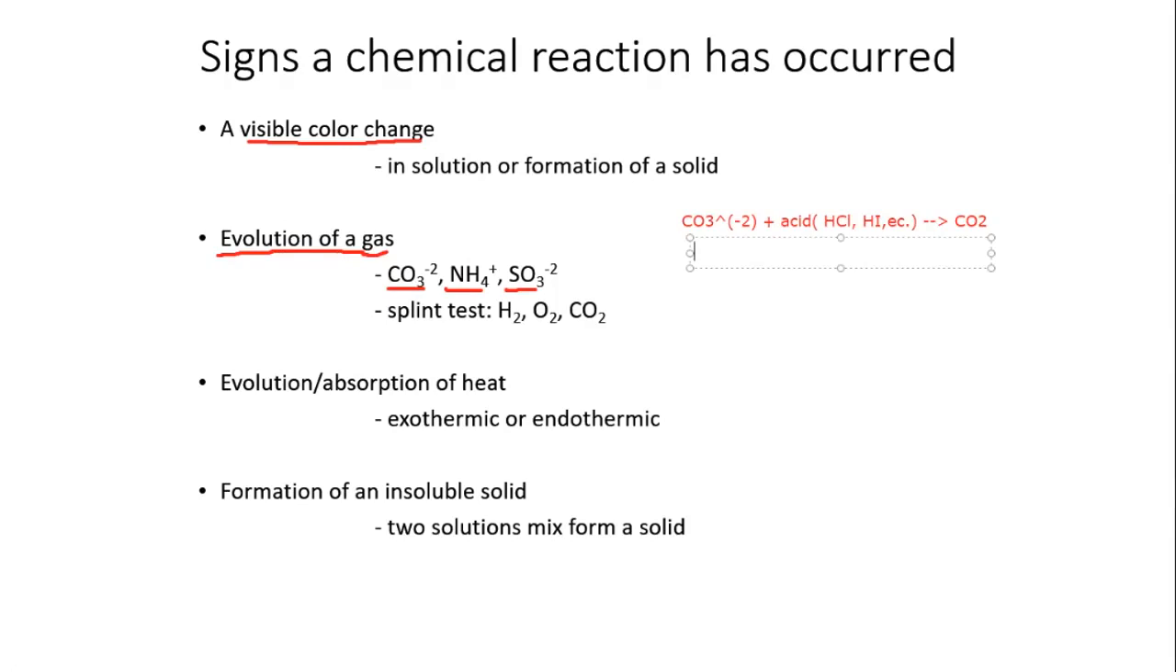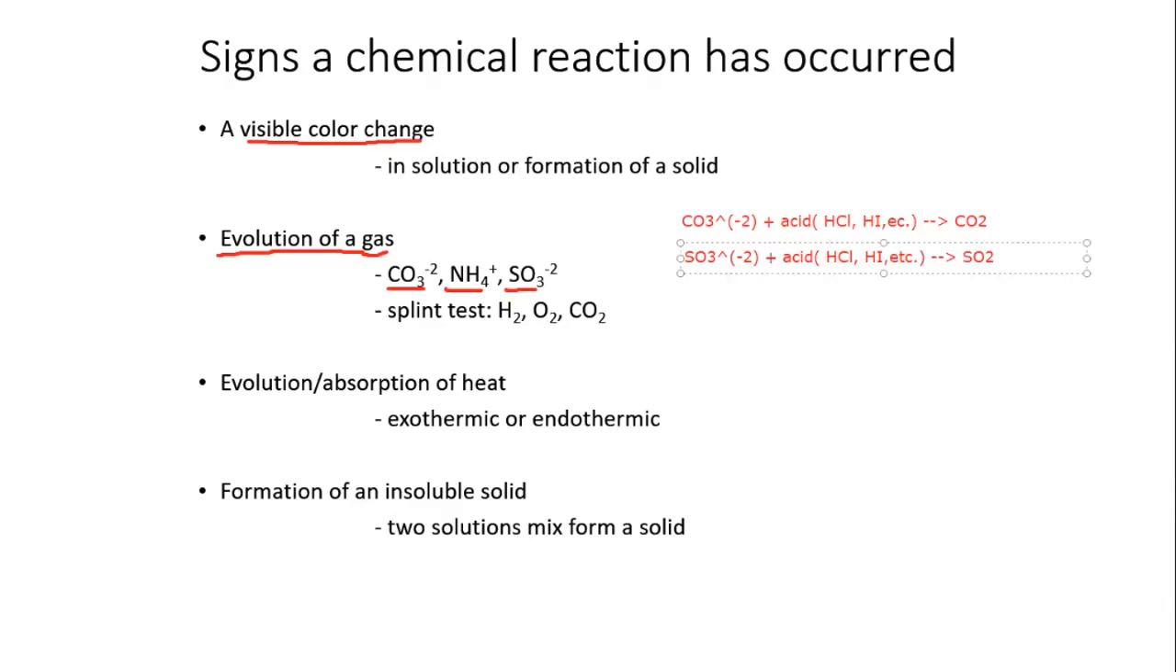Next, we have sulfites. So sulfites, when we react with an acid, again, we're looking at things like HCl, HI, etc. This produces sulfur dioxide, SO2. And so that would indicate the presence of sulfite in solution if it produces SO2. So again, carbonate and sulfite react with acids to form gas.